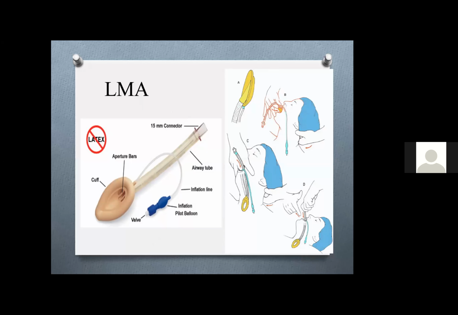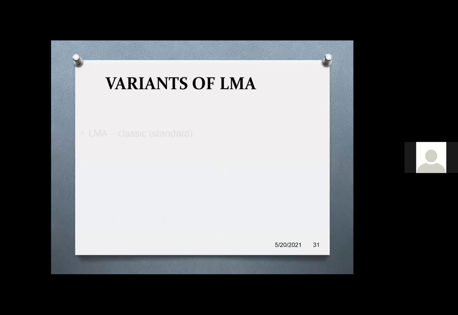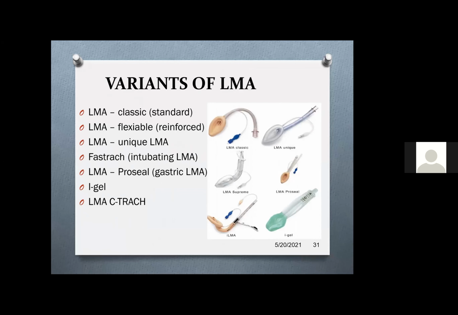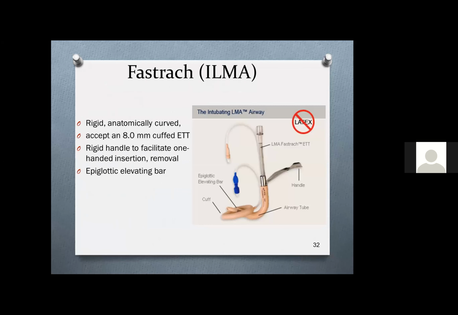This is the LMA. Nowadays, there are a lot of LMAs, and every one of them has a unique character compared to the other. The classic that we just had the picture of, and we have the flexible, the unique, the fast track, which is the intubating that we just saw, the Bruce Heel and the IGL and the C-Trach. See how many types of LMA are available in the market, and every one of them has its own function and its own vector. I'm gonna go through some of them.